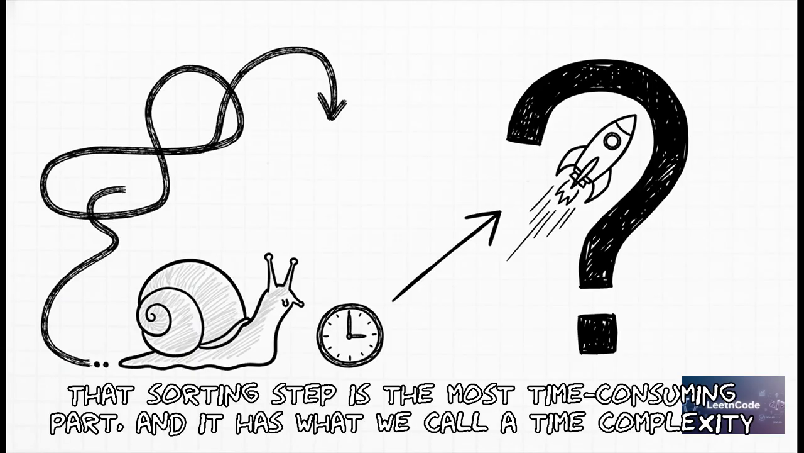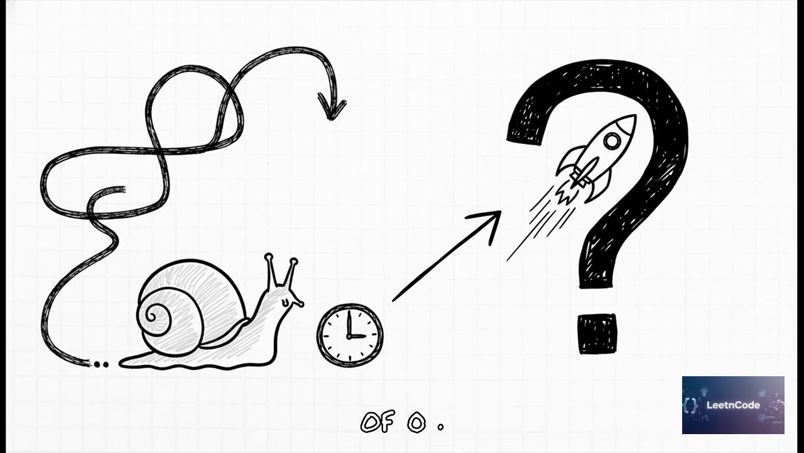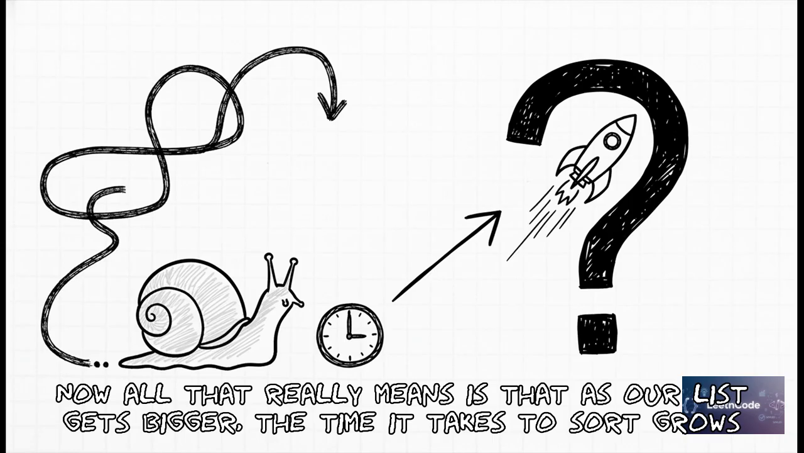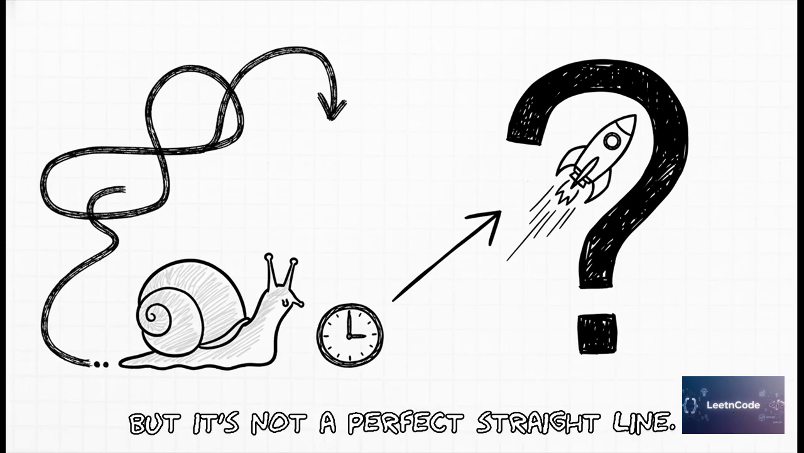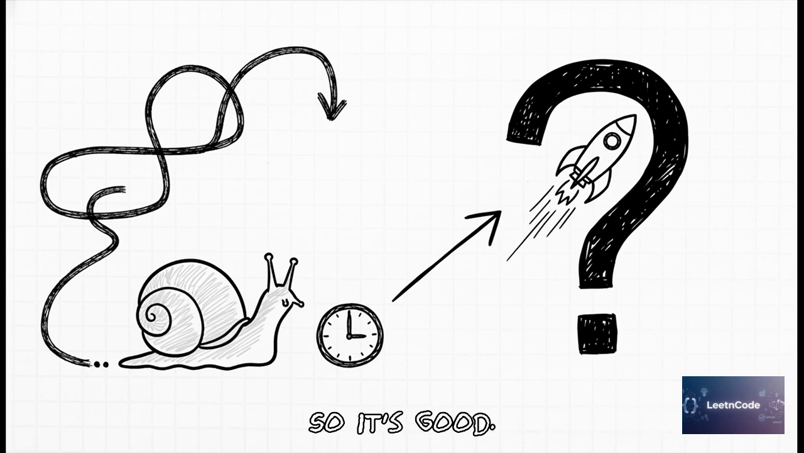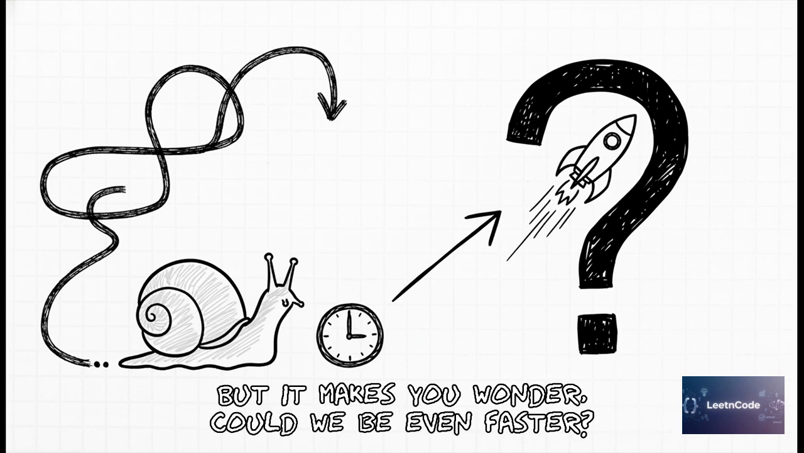That sorting step is the most time-consuming part, and it has what we call a time complexity of O of n log n. Now, all that really means is that as our list gets bigger, the time it takes to sort grows pretty efficiently, but it's not a perfect straight line. So it's good, but it makes you wonder, could we be even faster?